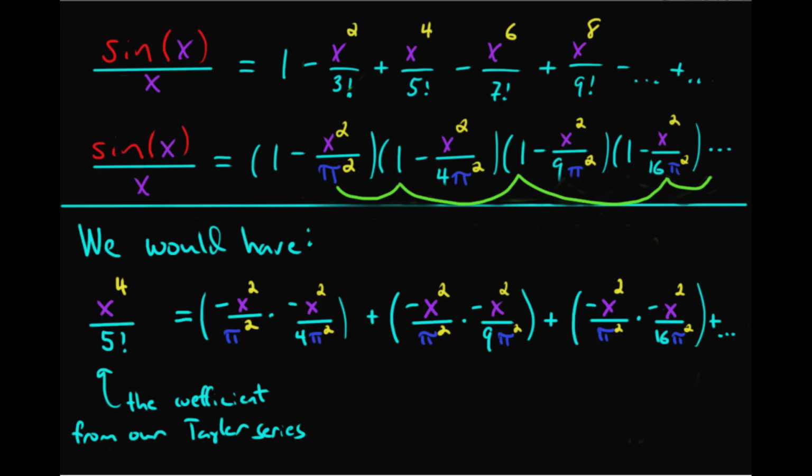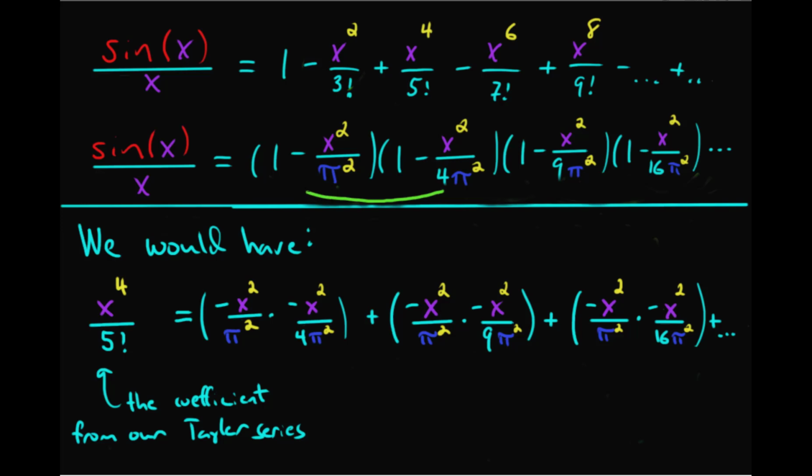And we can continue producing x to the fourth terms in this way, having the term negative x squared over pi squared multiply only 1s, except one time multiplying a negative x squared term in one of this infinite chain of binomials. So that's what this term represents here. It's all of the possible products of negative x squared over pi squared with the other x squared terms in the infinite product expression for sine x over x.